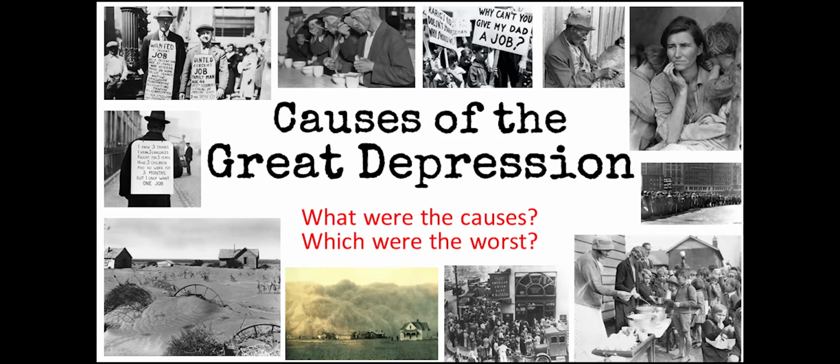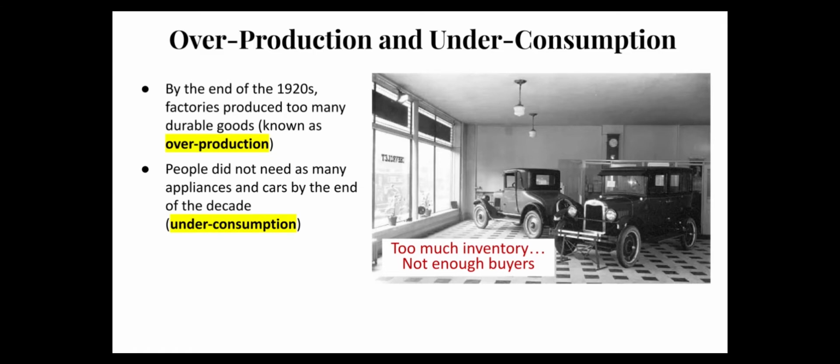All right, so we're talking about the causes of the Great Depression. First, overproduction and underconsumption. Things like the assembly line made production quicker and more efficient. If you look at Henry Ford's Model T car, at first it took longer to produce, so the price was higher and there was less supply.